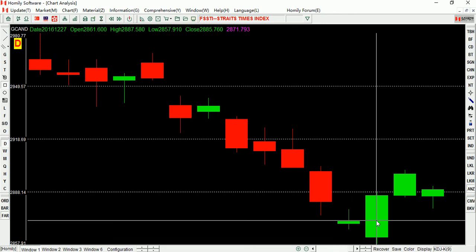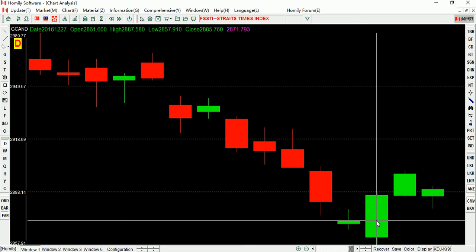So let's see this one. This is the low point. We can see 1, 2, 3, 4, 5, 5 candlesticks, right? The middle candlestick's low price is lower than the previous two and lower than the next two. So we can confirm this is the low point, right?